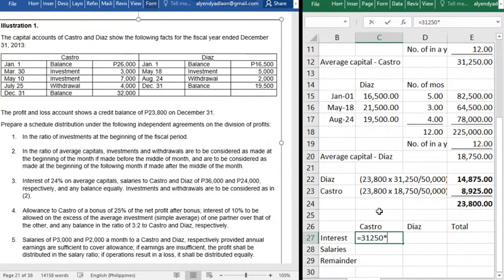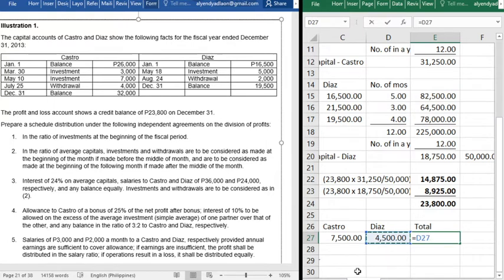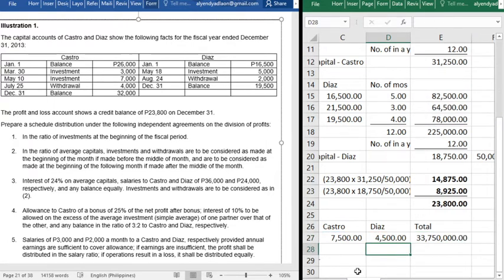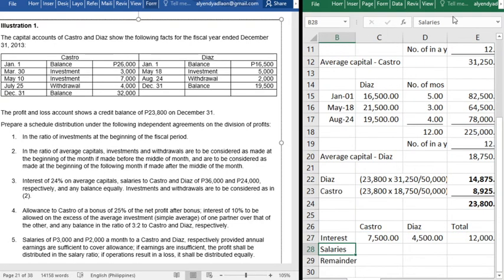31,250 multiplied by the interest of 24%, so that is 7,500. Now for Diaz, the average capital is 18,750, as you can see in the above example. 18,750 times 24%, that is 4,500. So to get the total, 7,500 plus 4,500, that is 12,000.